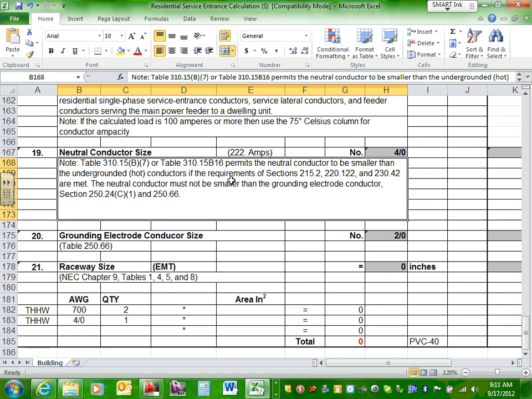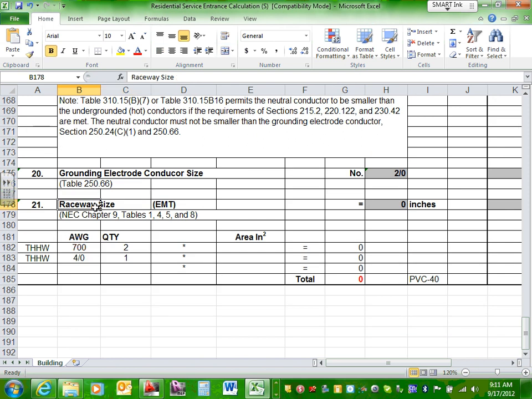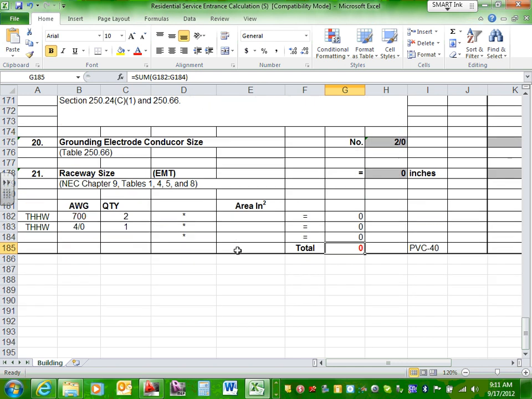220.122, 250.24(C)(1), I believe, and 250.66. It tells you that the neutral cannot be smaller than the main bonding jumper and the grounding electrode conductor. Then you have to size the grounding electrode conductor based on 250.66. Then you have to size the raceway. I don't know if you want to do the calculation here to size the raceway. This is just raceway sizing. I'm okay with just sizing the calculation and finding the conduit they're going to be using. We're using THHW for the main building, and for the feeders, we're going to be using THHF.